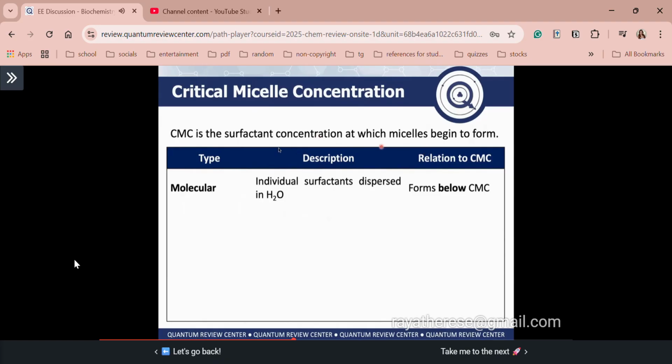Let's compare the four different colloidal structures, starting with molecular. This is the structure of soap when below CMC, so they exist individually. Each unit, each soap molecule, exists individually, so they are dispersed in water. Okay, for our next, that's our answer.